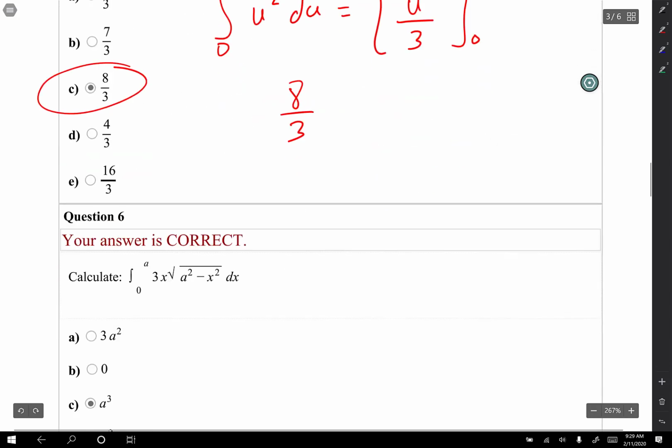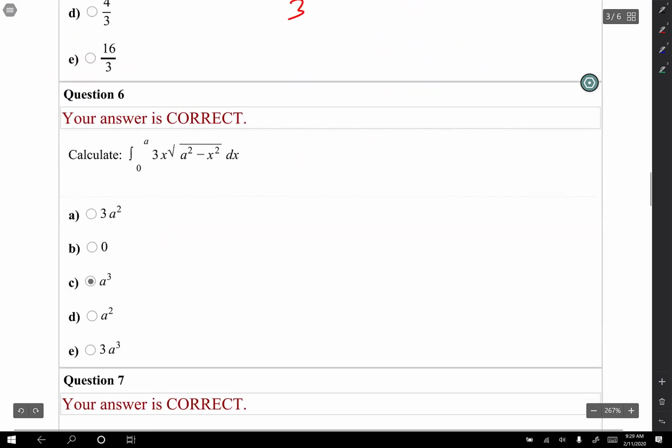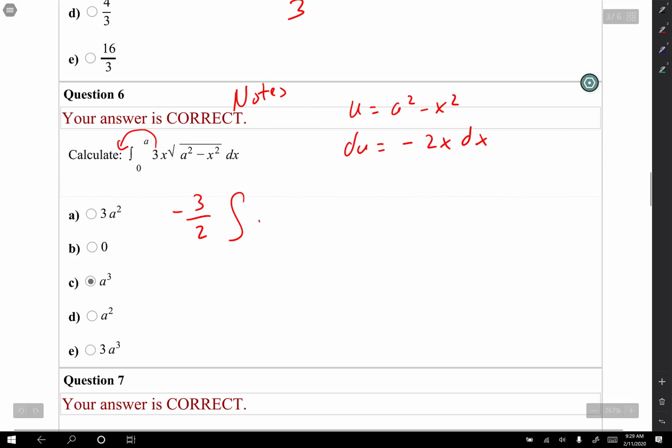Let's keep going. All right, this one's from notes. It's the same thing, guys. u is equal to a squared minus x squared. So du is equal to -2x dx. I'm going to move that 3 to the outside. I'm going to insert a -2. So here's what I have. -3 over 2 integral, and then it's going to be square root of u du.